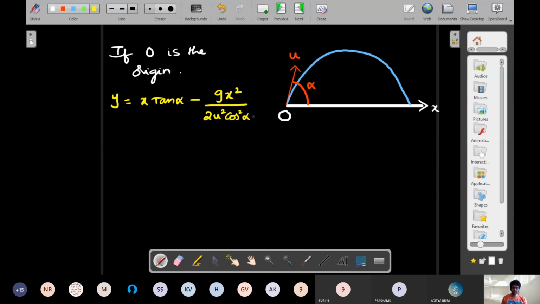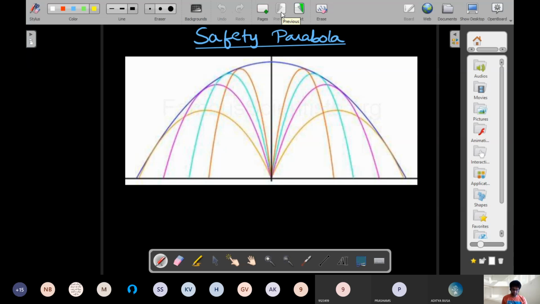Now we need to find that family of parabolae. This blue curve keeps changing, so I'll go back to the previous diagram to give you a gist of how it could change. It could look like this. Different colors represent different values of alpha. This yellow one represents one value of alpha, the violet or purple one represents another, but all of these have the same u.